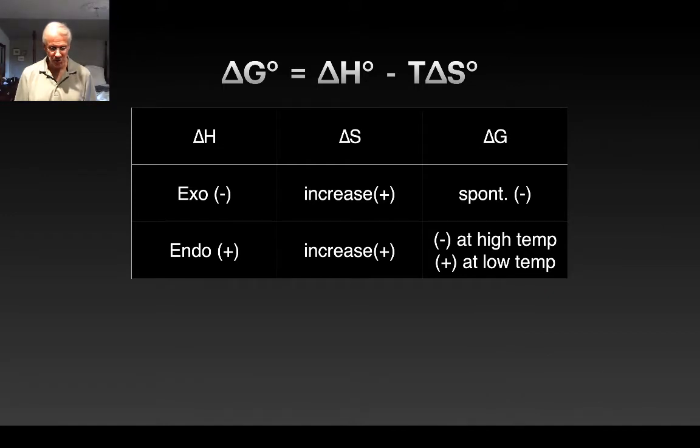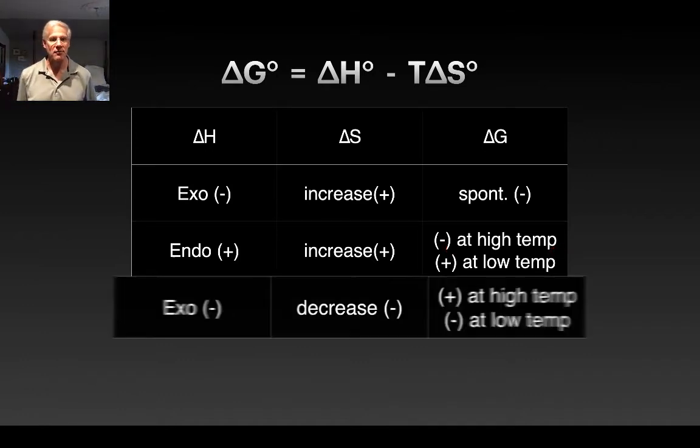However, at high temperatures, the T delta S term begins to dominate. This becomes a larger positive value than the delta H. And then what you have is a small positive minus a large positive, and that will give you a negative value for delta G. So at high temperatures, these two conditions will give you a spontaneous reaction because delta G will be negative.